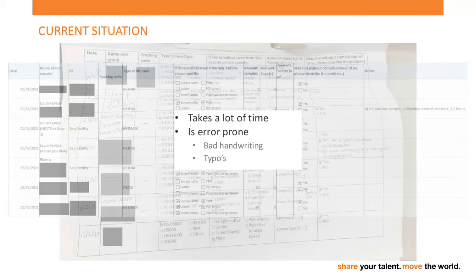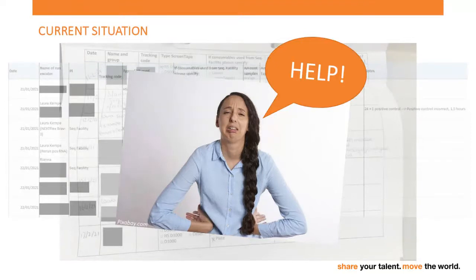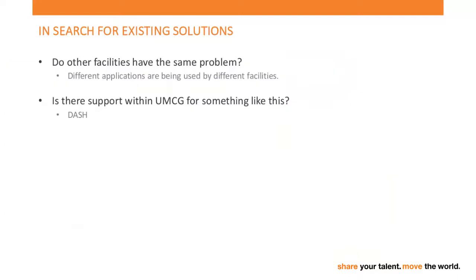We know that it should be possible to have this database where you can just filter through things. But we need help with that because we don't have the knowledge on how to realize this. So we went searching for possible solutions, and first of all for existing solutions. We asked other facilities if they were having the same kind of problems. Some of them replied, and it appears that different facilities use different applications for this, but they are not really happy with the usage of the certain application. So we felt like this was not the solution for us.